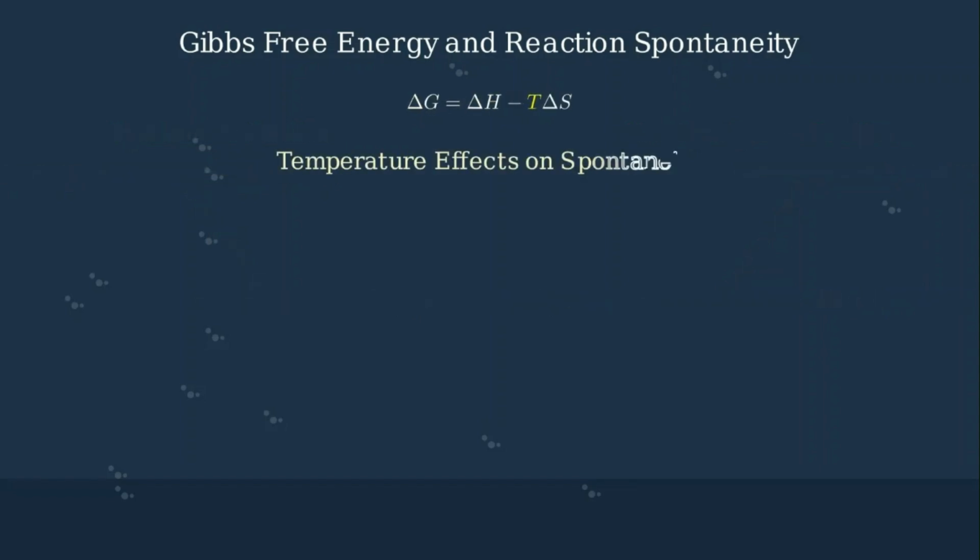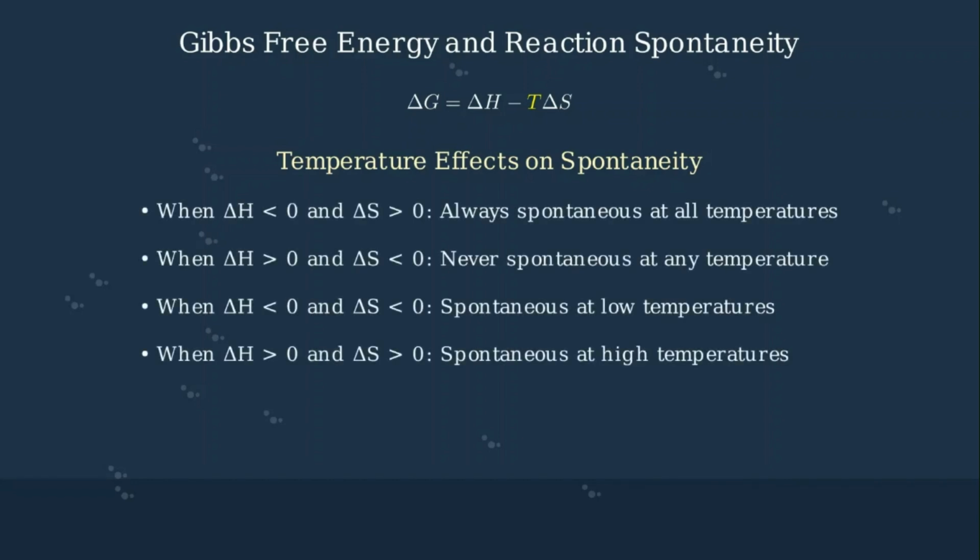Temperature plays a crucial role in determining spontaneity. Let's examine how temperature affects the T delta S term in our equation. There are four possible combinations of enthalpy and entropy changes. When enthalpy is negative and entropy is positive, the reaction is always spontaneous at all temperatures.